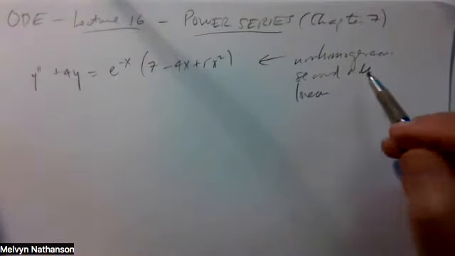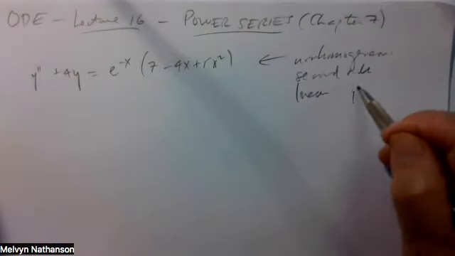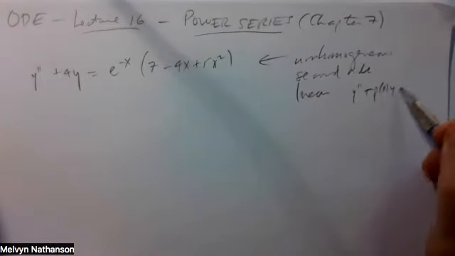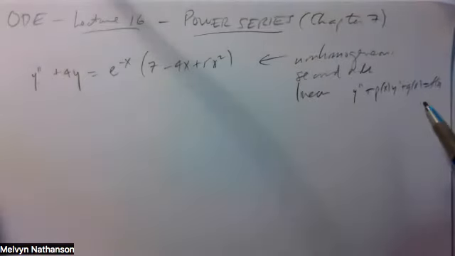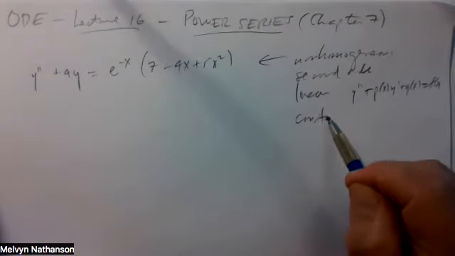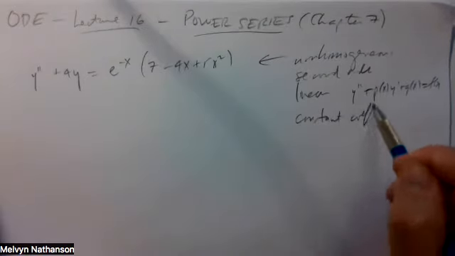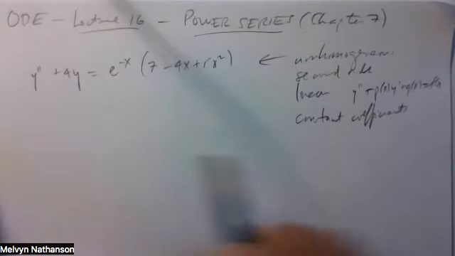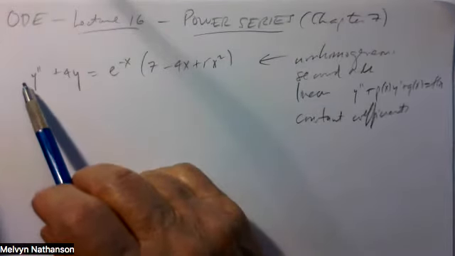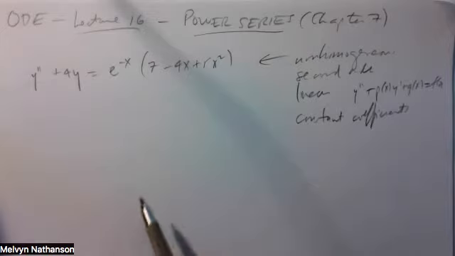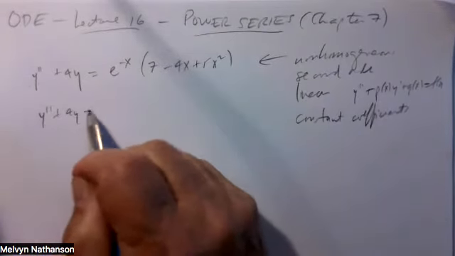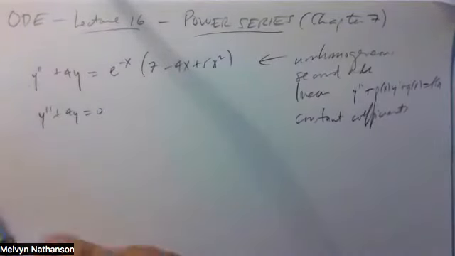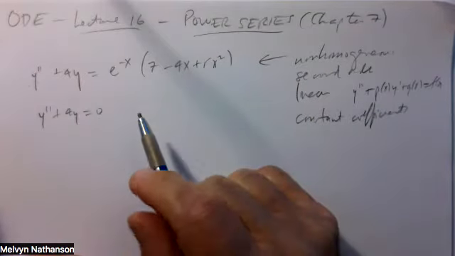It's linear because it's of the form y double prime plus p of x y prime plus q of x y equals some f of x. And it has constant coefficients on the left-hand side. The coefficients are 1, 0, and 4. So we look at the associated homogeneous equation, y double prime plus 4y equals 0. We could write down the solutions, I think, at this point just by looking at it.